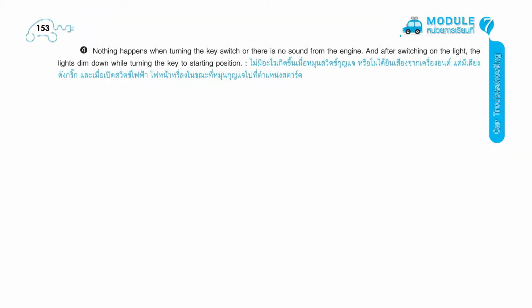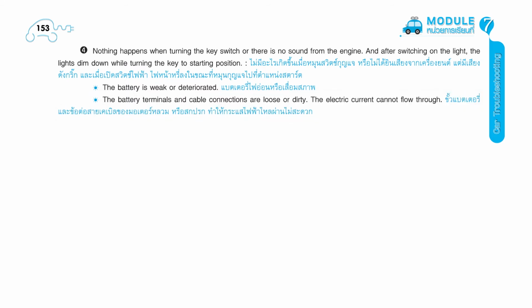4. Nothing happens when turning the key switch or there is no sound from the engine, and after switching on, the lights dim down while turning the key to starting position. The battery is weak or deteriorated. The battery terminals and cable connections are loose or dirty. The electric current cannot flow through.